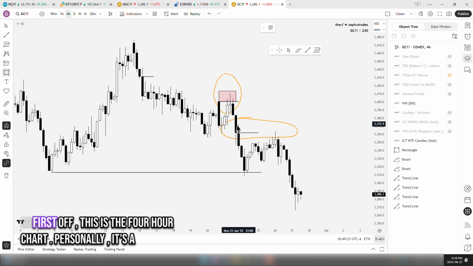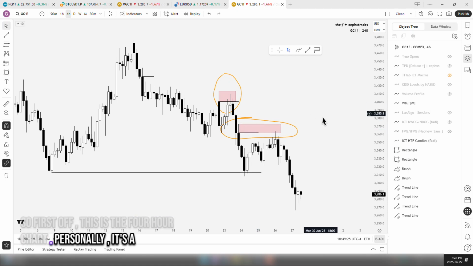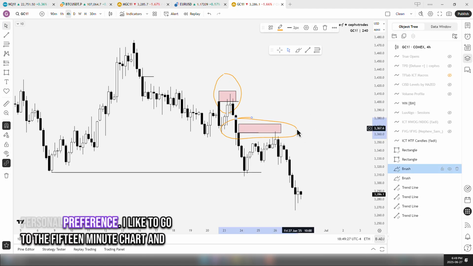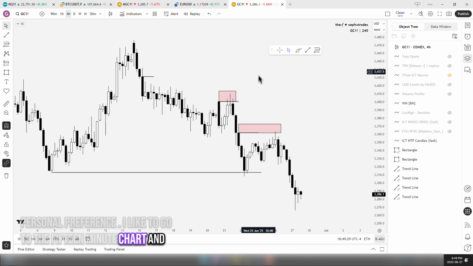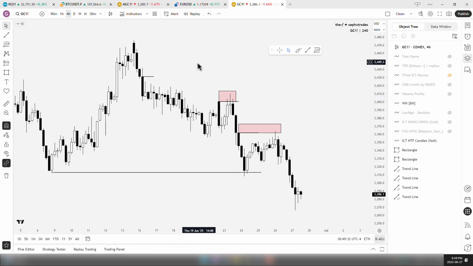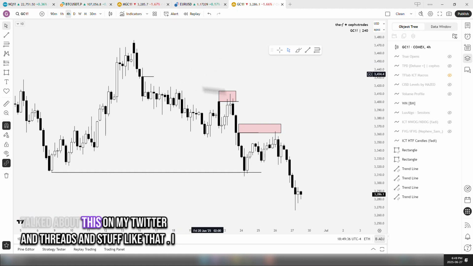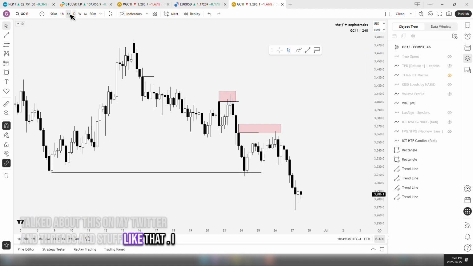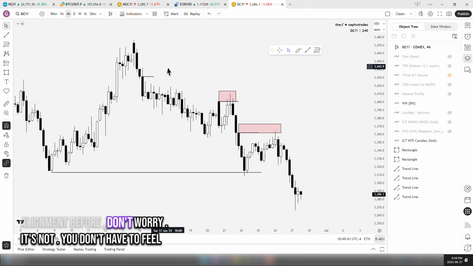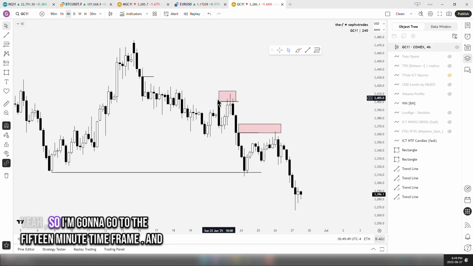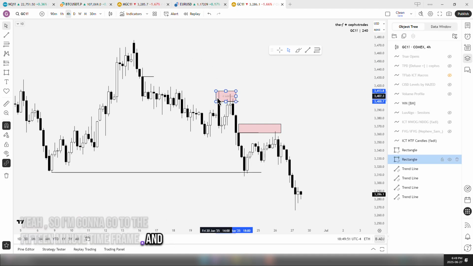So first off, this is the 4-hour chart. Personally, it's a personal preference, I like to go to the 15-minute chart and look at what the chart looks like from the 4-hour. Something called time frame alignment. I've talked about this on my Twitter and threads and stuff like that. I don't want to confuse you. If you haven't heard about time frame alignment before, don't worry. You don't have to feel like there's something you need to learn urgently. But yeah, so I'm going to go to the 15-minute time frame.